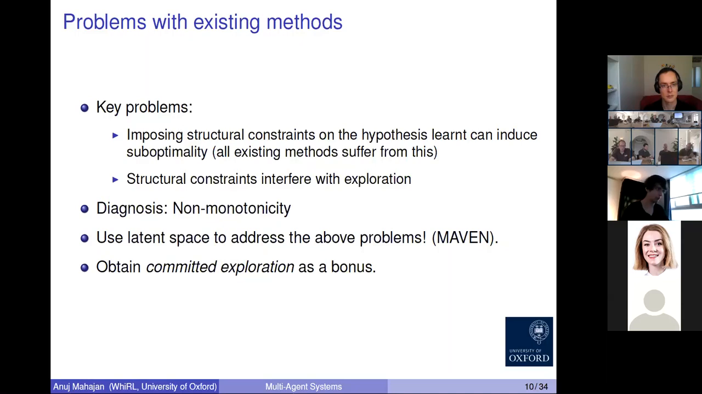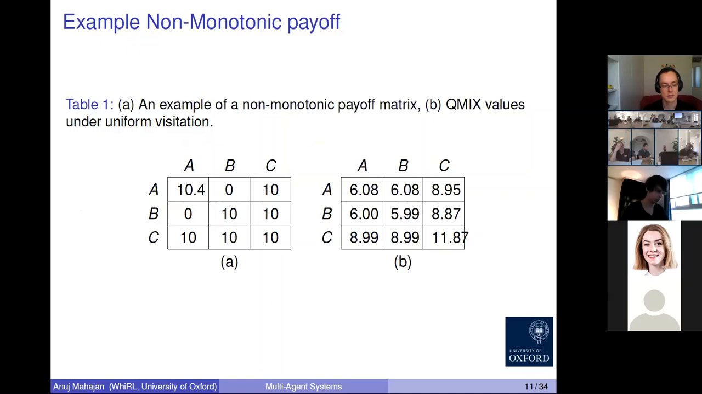As I was saying before, the problem of non-monotonicity is very simply explained with this two-agent problem, in which in figure A, we have two agents with three actions, A, B, and C, playing a one-step matrix game. The rewards here are given by the joint actions. We can call one of the agents the row agent, and the other the column agent. The problem of the matrix game is to maximize the reward jointly obtained by the two agents. As you can see in figure A, the optimal reward comes when the agents jointly take the action A, A, and that's 10.4. Whereas there are other suboptimal rewards of, for example, 10 and 0 in the grid as well.